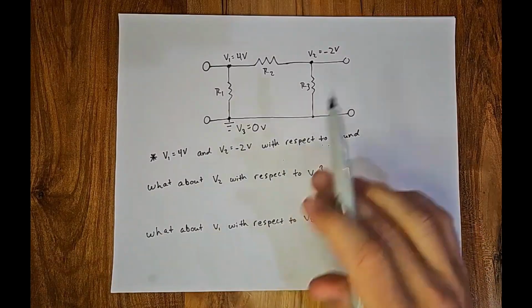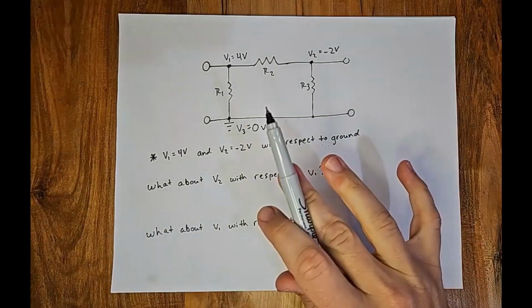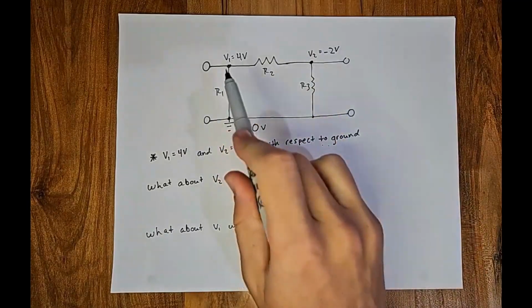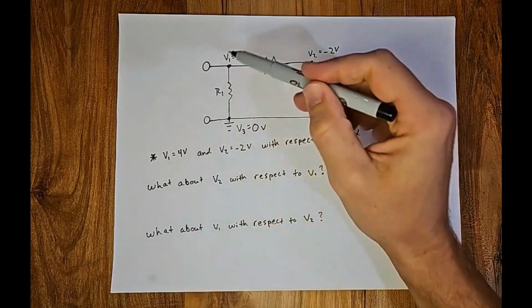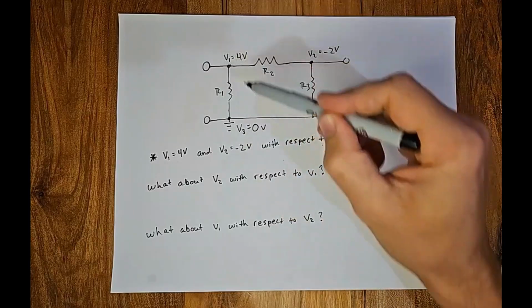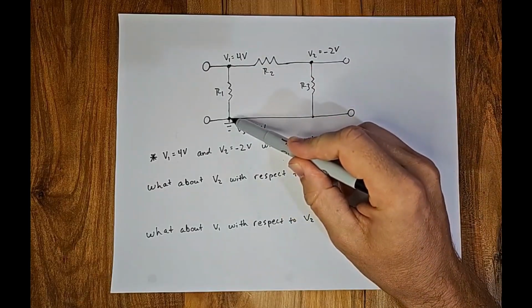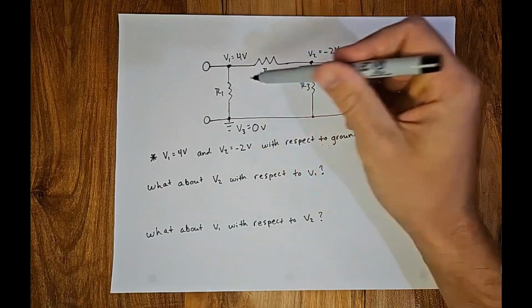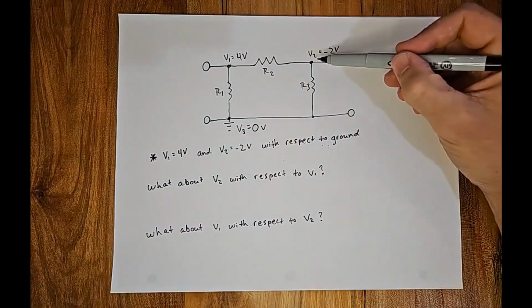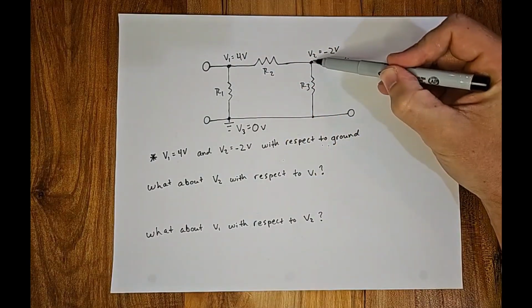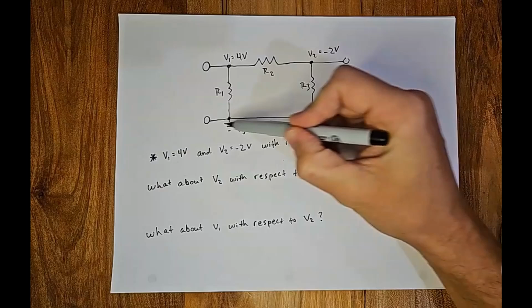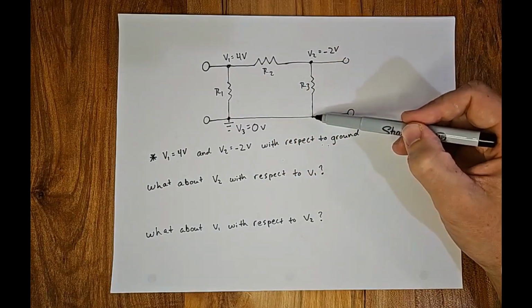Here's something that when I was taking my circuits classes completely threw me. So all this is given. Now V1 equals 4 volts, and here's ground. So V1 is 4 volts to here. So this potential is 4 volts. V2 is negative 2 volts. So that potential down to this node, this is all one node, it's negative 2 volts.